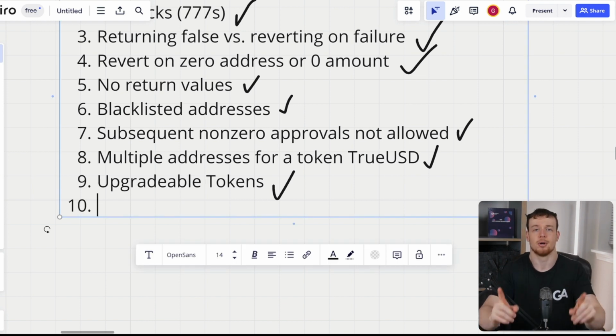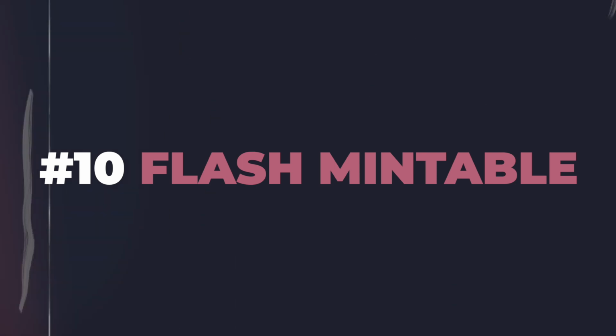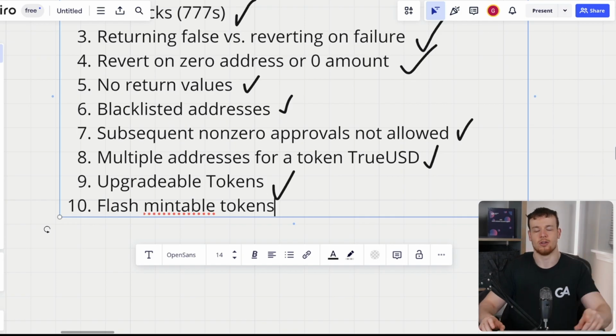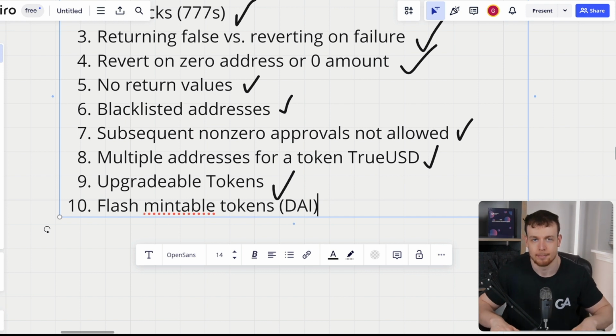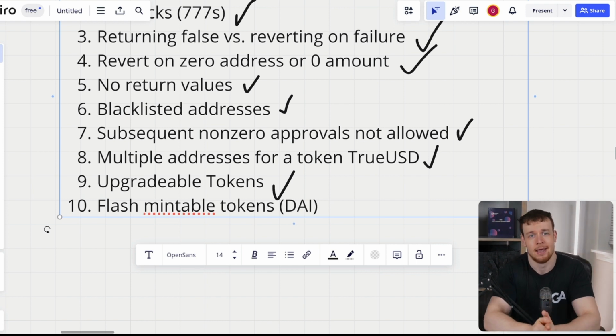Boom. All right, now number 10 here is flash mintable tokens, right? So one such example of this is DAI. With DAI, you can actually borrow a ton of DAI. I can't remember exactly how much, I think up to 300 million or something like this, a significant amount of DAI. You can just flash mint it, borrow it in a single transaction, and then repay it at the end of the transaction plus a little bit of interest, right?